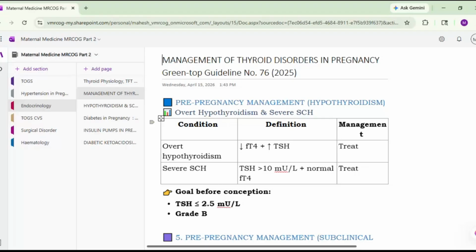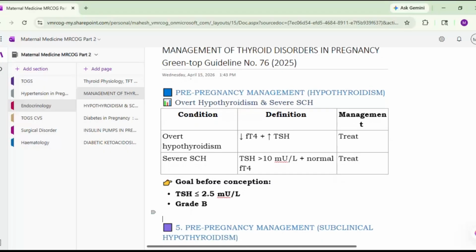So these are the indications for the treatment of the condition. If you have got an overt hypothyroidism or if you have got a severe subclinical, that means TSH more than 10 but the FT4 is normal, you go for treatment. The goal before conception is a TSH less than 2.5 milli units per liter. So when the patient is presenting in the pre-pregnancy period, either she will have overt hypothyroidism or severe subclinical hypothyroidism, and you have to go for treatment. Is this clear, doctor? Yes, sir.